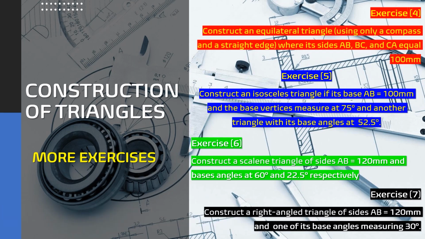Exercise 7. This time we're going to construct a right angle triangle. So a right angle triangle is basically a triangle where one angle equates to 90 degrees. So what's the information that we've been given? The base reads at 120 millimeters. And we've also been told that one of the base angles measures at 30 degrees, which means that the opposite angle measures 90 degrees. So let's give this a go.